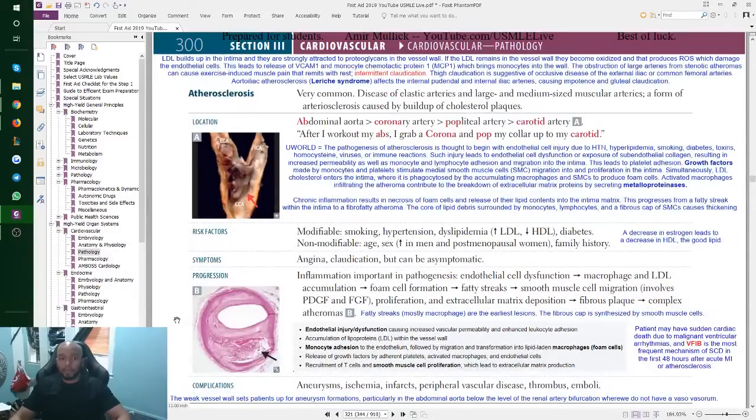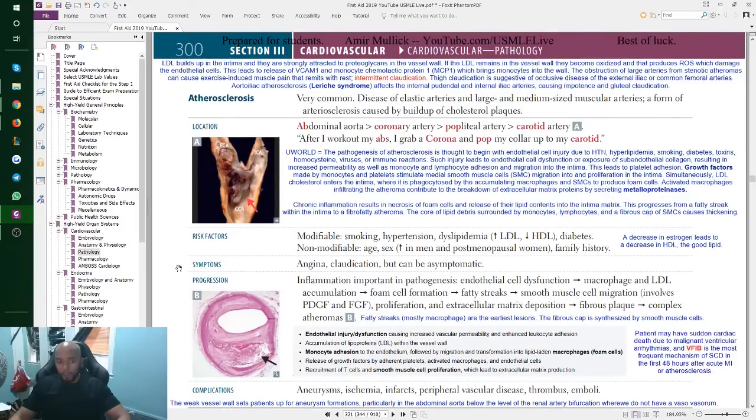At the end of the day, if you don't fix this and you don't manage yourself and you don't take care of yourself because you really hate yourself so much, you're probably just going to die, right? And they don't put that here in complications, but that's most likely what's going to happen. So they wrote here complications: aneurysm, ischemia, infarct, peripheral vascular disease, a thrombus, or an embolus. All of which are little tools that can definitely kill you.